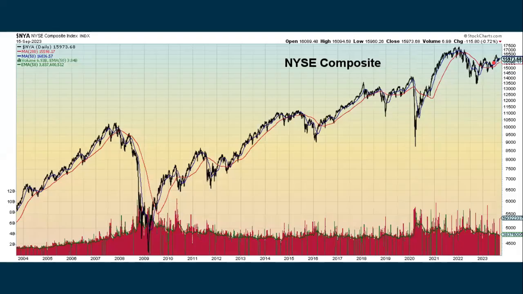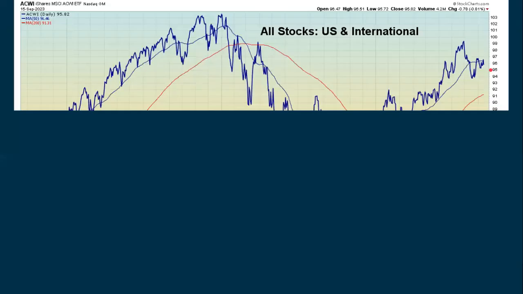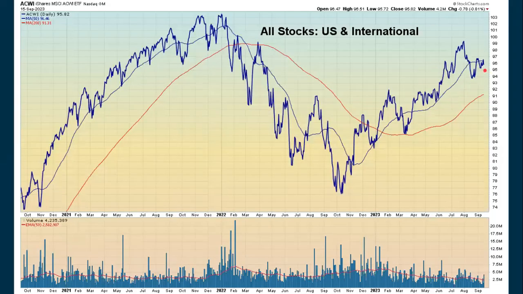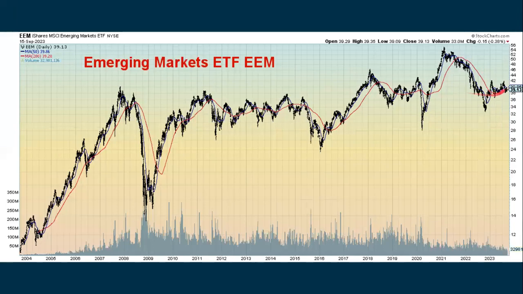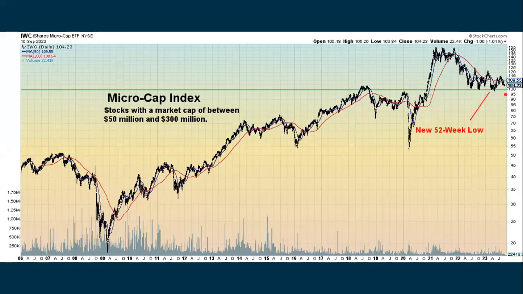The NYSE composite, this is a broad measure, continues to be in a solid uptrend. All stocks also in an uptrend. Emerging markets chopping sideways, getting close to a death cross, but still in a kind of a weak uptrend. And the micro caps, these are the real small companies. They are in a downtrend now. When we're really going to pay attention to this is if we cross below the 100 level. Earlier in 2023, we did set a new 52-week low.